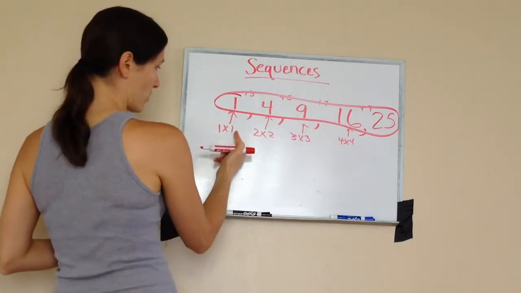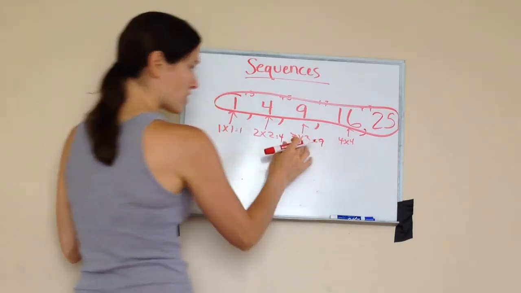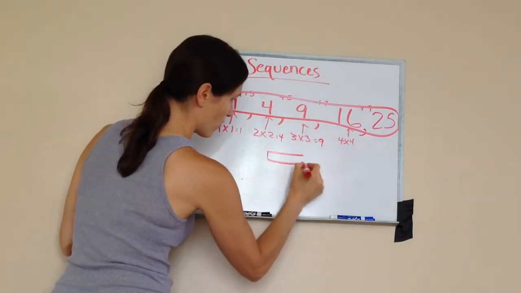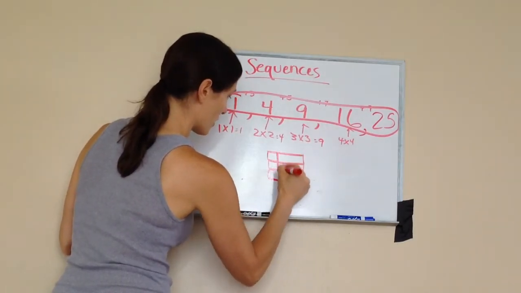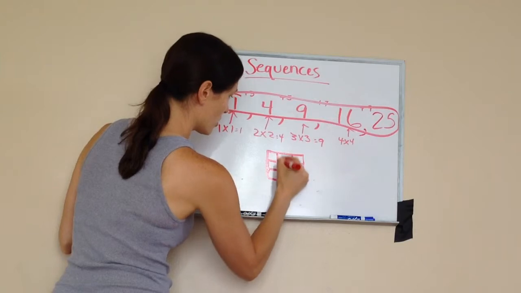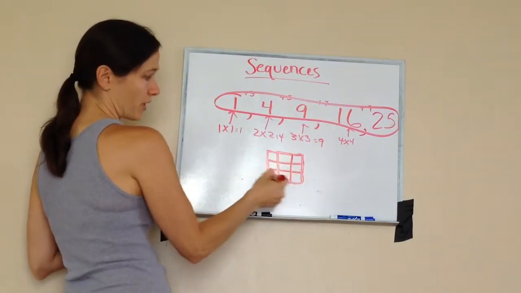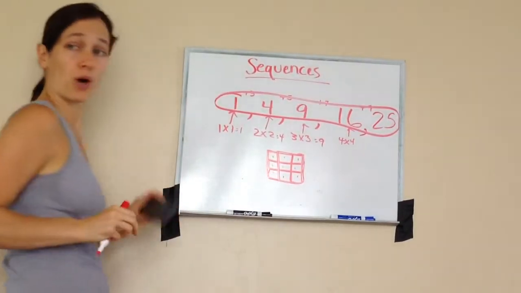Okay, but these numbers are all numbers that are used in a perfect square. Okay, like I said, 1 times 1 equaled 1, 2 times 2 equaled 4, 3 times 3 equals 9. So for example, let's draw out a perfect square. Okay, so it's going to be 1, 2, 3, and then I'm going to go 1, 2, 3. Okay, so if I have 3 and 3, what am I going to get? 1, 2, 3, 4, 5, 6, 7, 8, 9. Okay, I would have a perfect square.